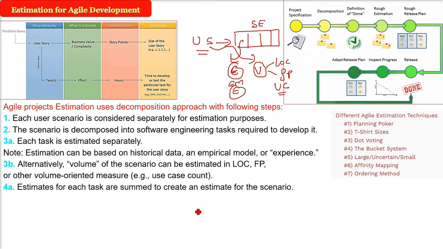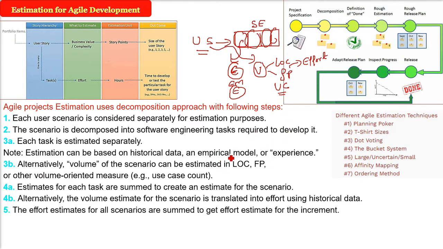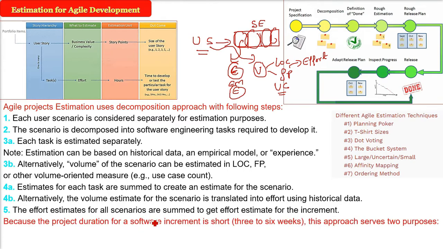Now, the estimates for each task, we have done that already. They are summed to create an estimate for the scenario. Or if you are using volume, the estimate for the scenario is translated into effort using the historical data. The effort estimates for all the scenarios are added in order to get the final effort estimate for the increment. So this is how estimation for Agile development is done.